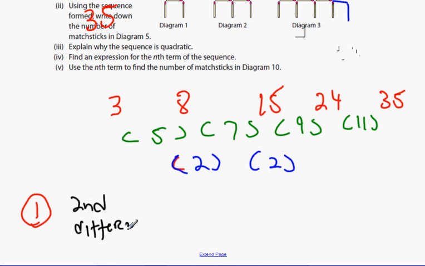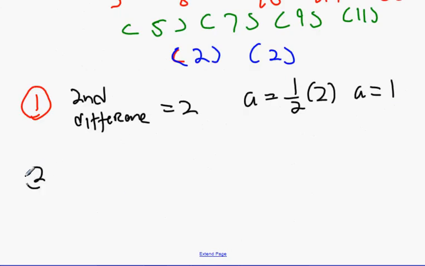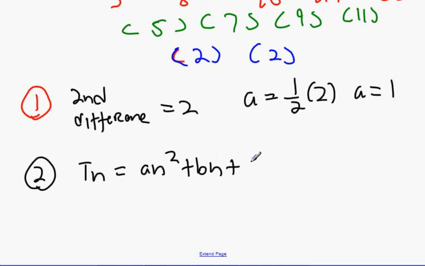What do we do then? a equals half the second difference. a therefore equals 1. What's step 2? Use the formula: Tn equals an squared plus bn plus c. What do we know a is? a is 1.